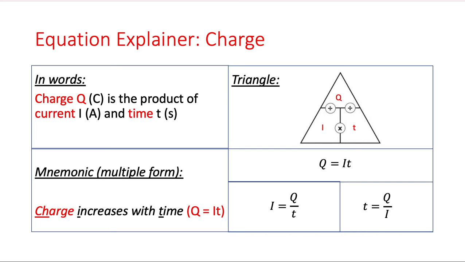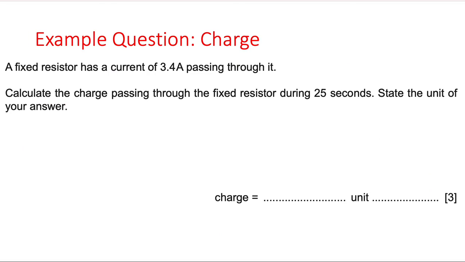If you're taking any notes on this, if you're making a flashcard, please do pause the video now, take down what you need to take, and we're going to go on to a question which again comes from a past paper, and we're going to look at how we use this equation. Here we are. We've got a fixed resistor with a current of 3.4 amps running through it, and we're asked to calculate the charge passing through that resistor during 25 seconds. We're asked to state the unit of charge in your answer.